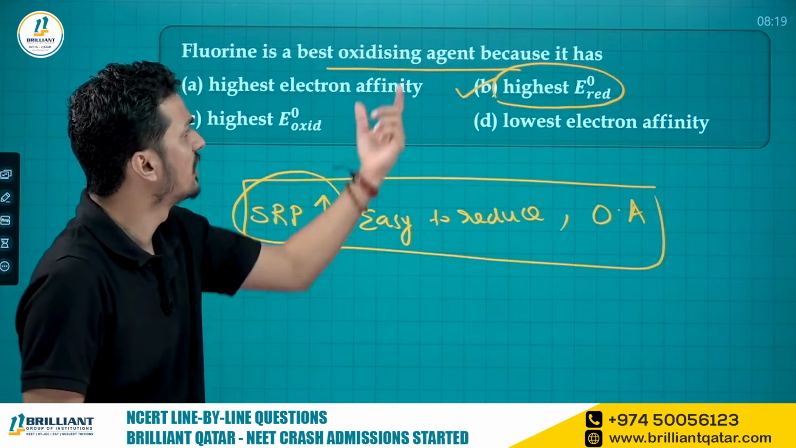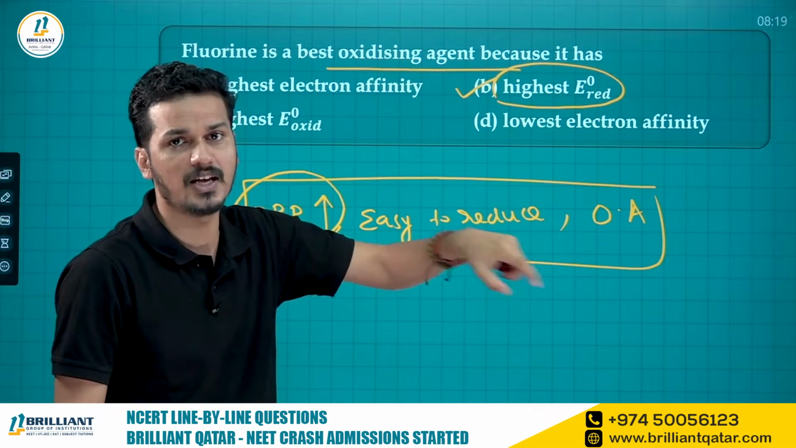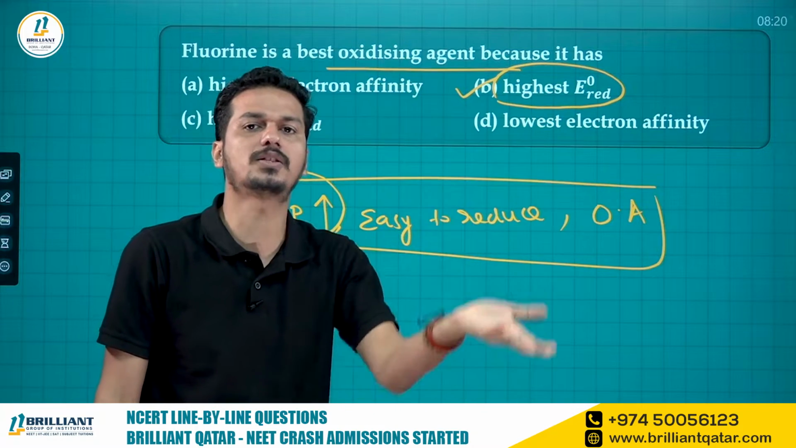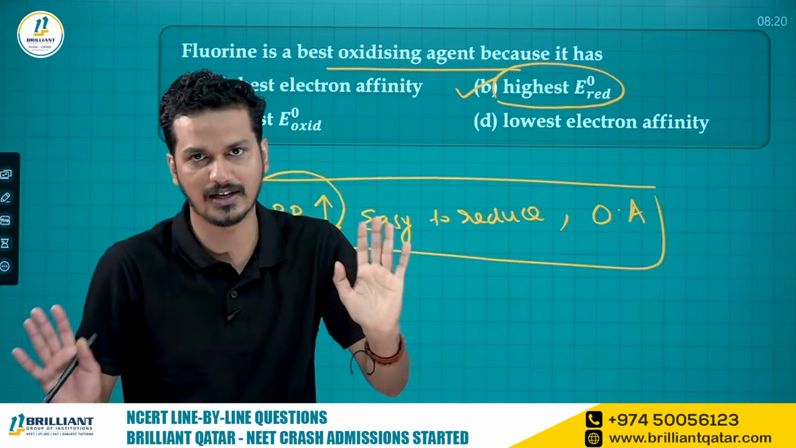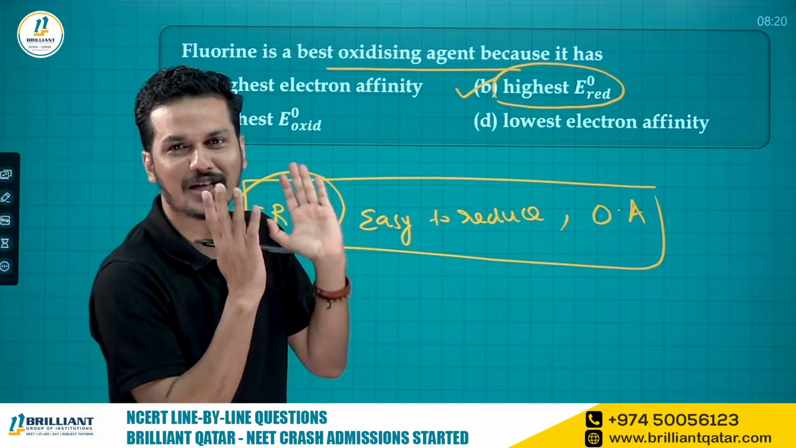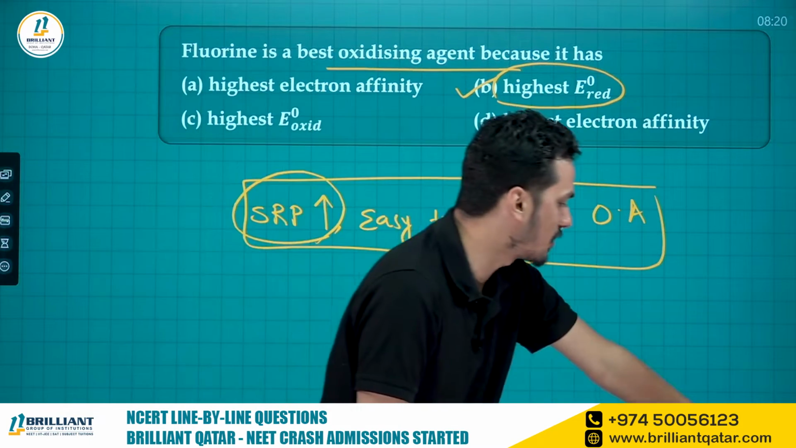If they are asking about the best reducing agent, its standard reduction potential should be low, or else its oxidation potential should be high. That's the idea. I hope you guys got it. Then if so, we can move to the next question, guys. This is the next question.